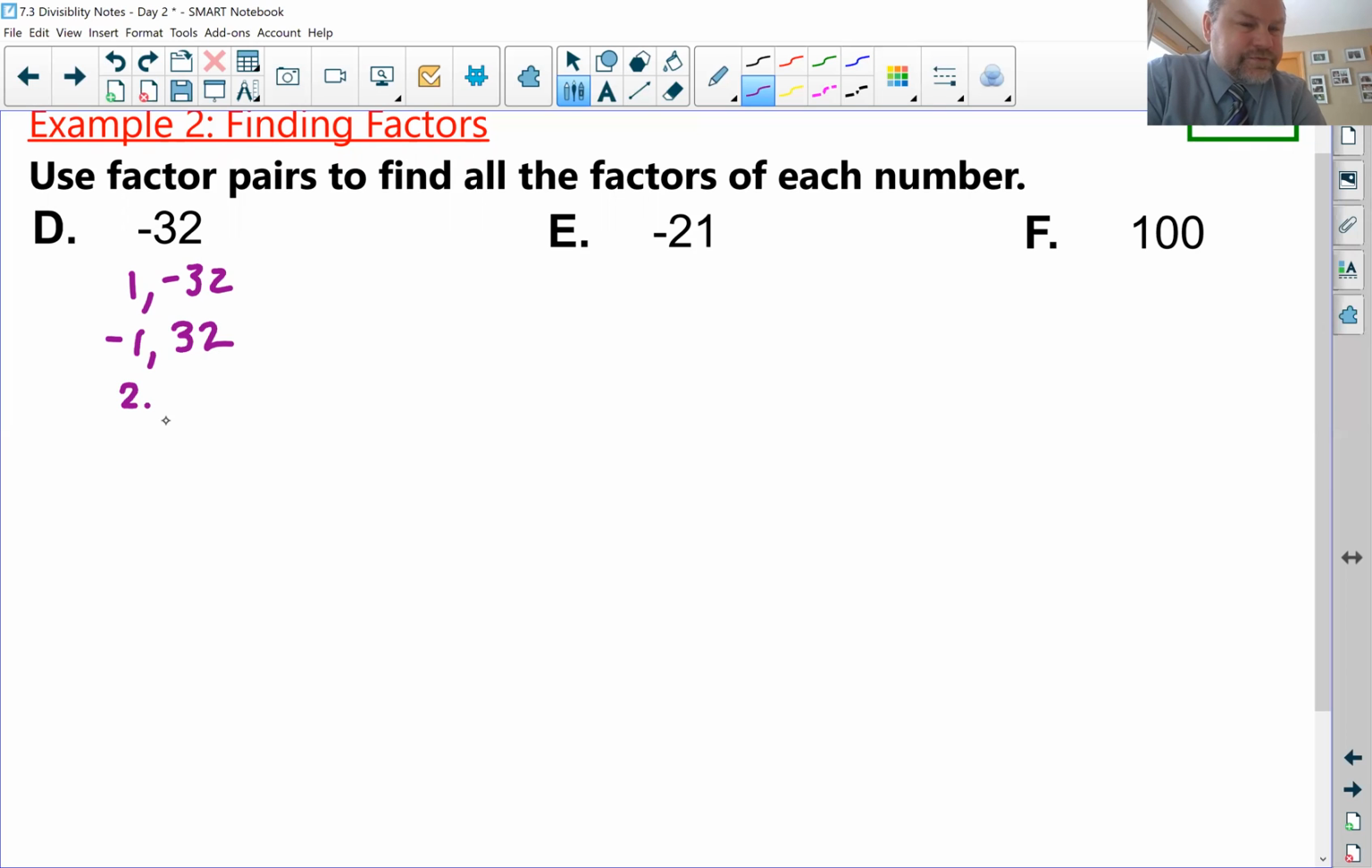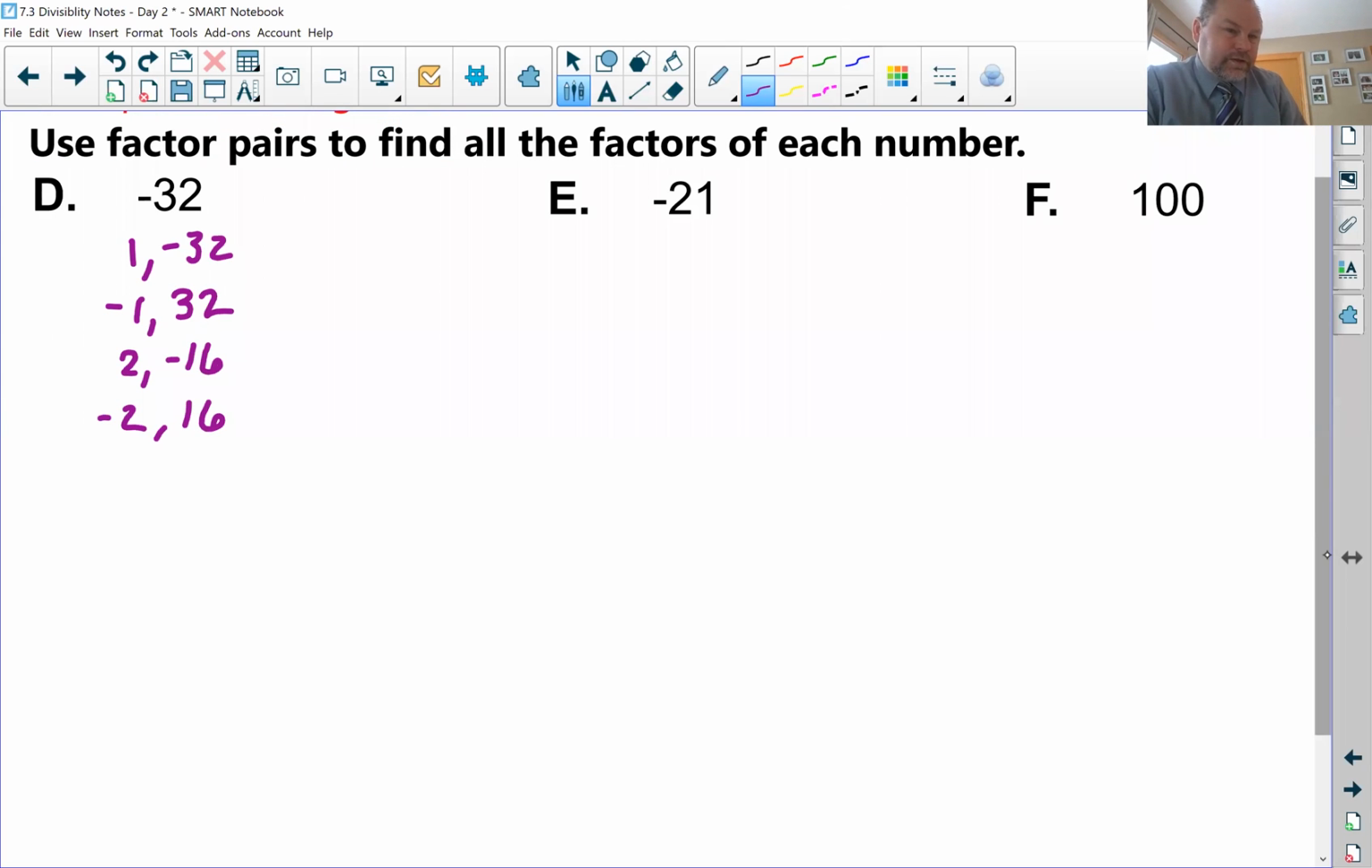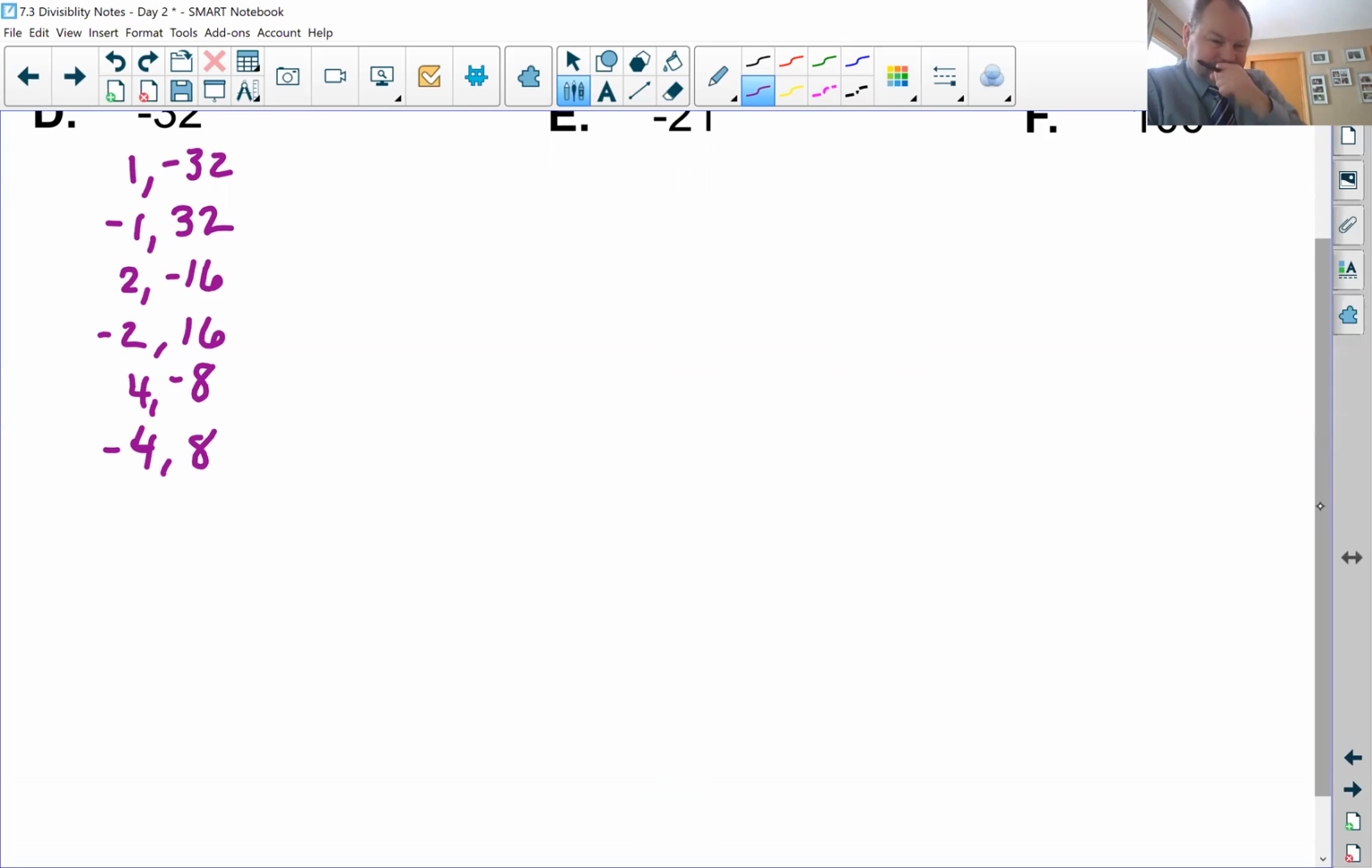2 is a factor because 32 is even. Negative 32 divided by 2 is negative 16. So I could have negative 2 and positive 16. 3, if I add 3 and 2, I get 5. That is not evenly divisible by 3, so 3 doesn't work. 4 does work. Negative 32 divided by 4 is negative 8. And then if 4 and negative 8 are factors, then negative 4 and positive 8 are factors.